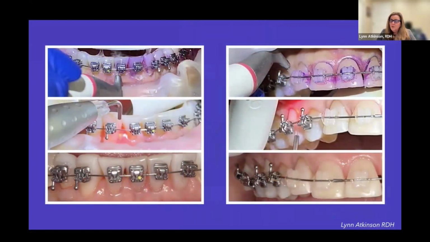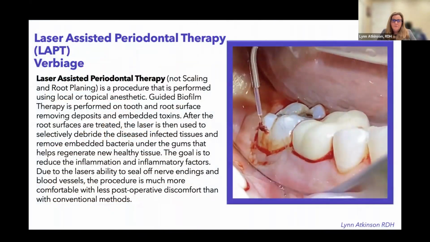This is doing guided biofilm therapy and laser therapy on a maintenance patient, though. And it is very difficult to get around all those brackets and get around everything. So laser and GBT are a perfect combination to use for that.